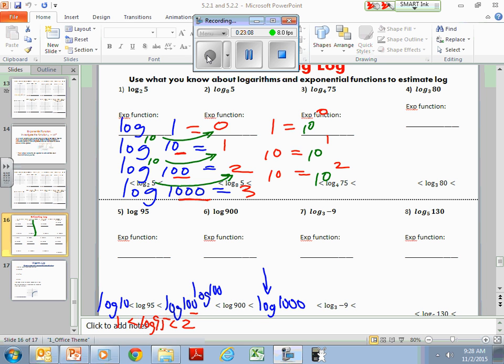How about write down the answer for the log 1000 stuff? What does log 100 equal? 2. Thanks. Log 1000? All right. You may have a question. You may have a comment.